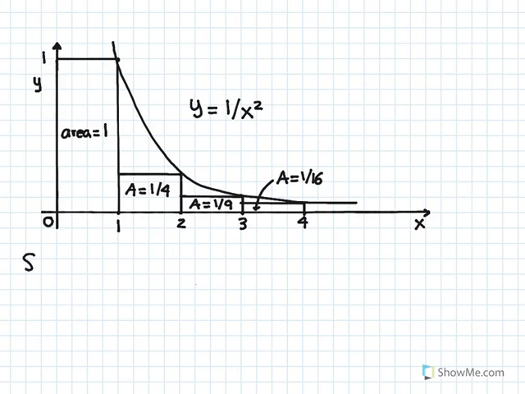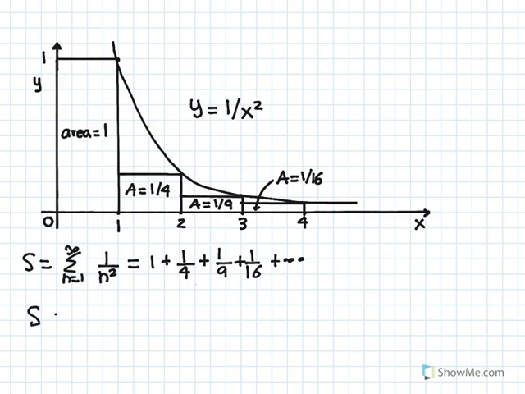So S, the sum of the series, is summation n equals 1 to infinity 1 over n squared. Let's expand out this series, so we get 1 plus 1 over 2 squared, that's 1 quarter, 1 over 3 squared, that's 1 over 9, 1 over 4 squared, that's 1 over 16, and so on. And you can see the sum of these terms of the series, 1 plus 1 quarter plus 1 ninth plus 1 16th, and so on, is exactly the sum of the areas of the rectangles under the curve.